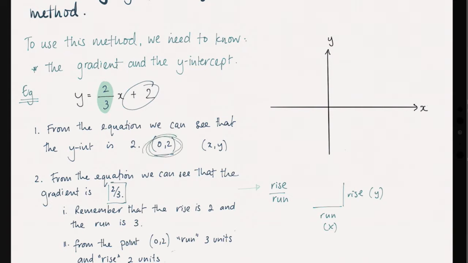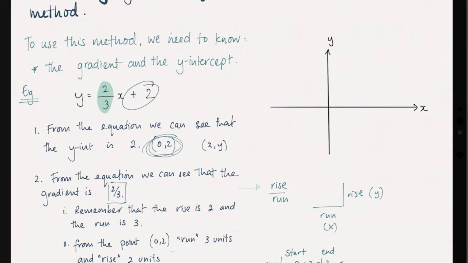So point number 2 tells us that from the point 0, 2, so starting from there, the next point has run 3 units, so it's moved 3 units across the horizontal, and it's risen 2 units in the vertical. So when I say it's run 3 units, let's say it started at 0 and it's run 3 units. So that means it's gone plus 3. So our new coordinate is when x is equal to 3. Just write that, because remember, this is our run, and run is our horizontal.